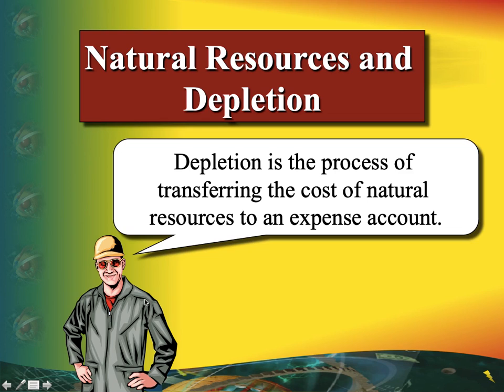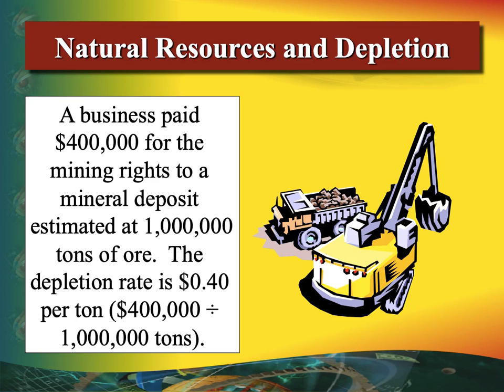Okay, you already know about natural resources, right? But maybe you don't know about depletion. So depletion is the process of transferring the cost of natural resources to an expense account. For example, a business paid $400,000 for the mining rights to a mineral deposit estimated at 1 million tons of ore. The depletion rate is $0.4 per ton. How do we know?